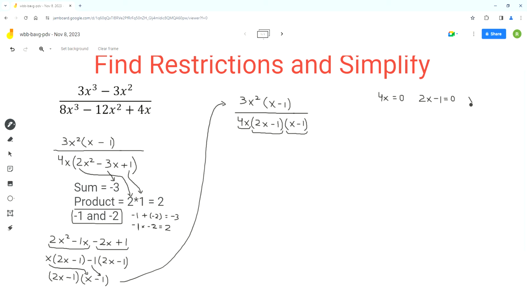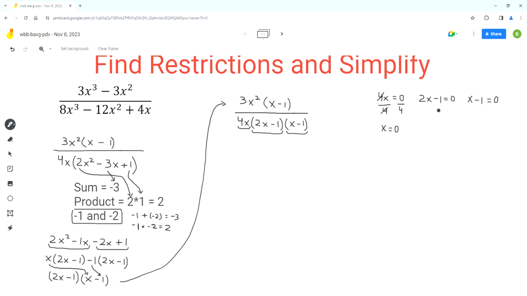And then the third one is x minus 1 equals 0. Now let's start with the first factor. So 4x is equal to 0, so we can isolate x by dividing both sides by 4. So the 4's on the left side cancel each other out, and we are left with x equals 0. So that's our first restriction.